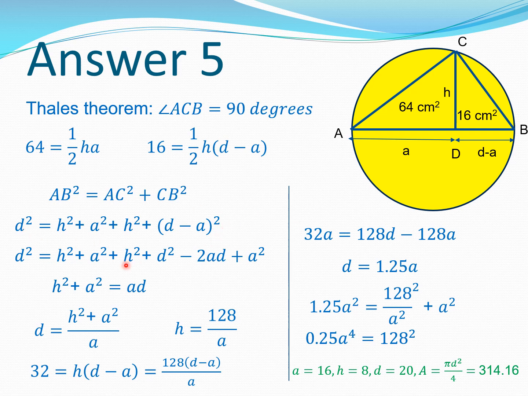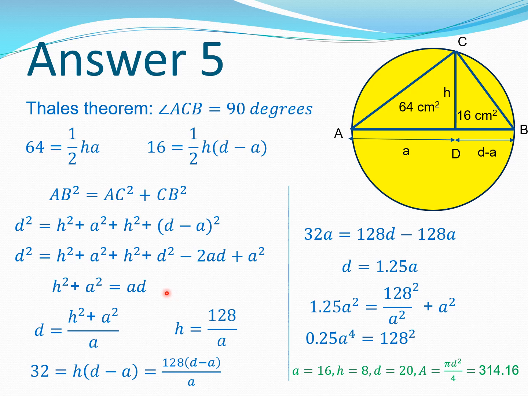Now I can expand this right hand side here because I can write (d minus a) square is d square minus 2ad plus a square. Now what I can do is some cancellation. You can of course see that the d square here and the d square here are going to cancel. So I'm going to get 2h square plus 2a square minus 2ad equal to 0. Let me cut out all those 2's, and so I can write h square plus a square is ad. So that's the third equation I have got.